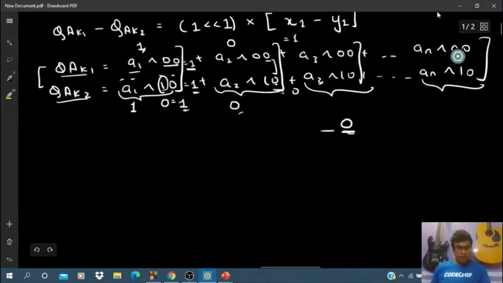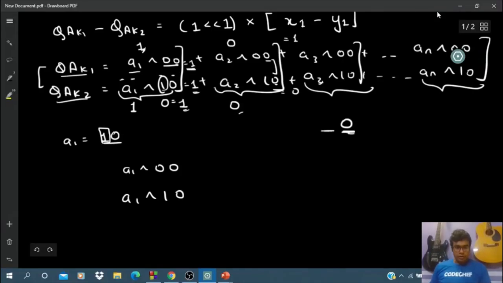So let's talk about in this case. Suppose we had this a1 XOR 0 0. Now we have this a1 XOR 1 0. Suppose that a1 had the first bit as 1, and this is something no matter what. Let's say it's 0. Okay.